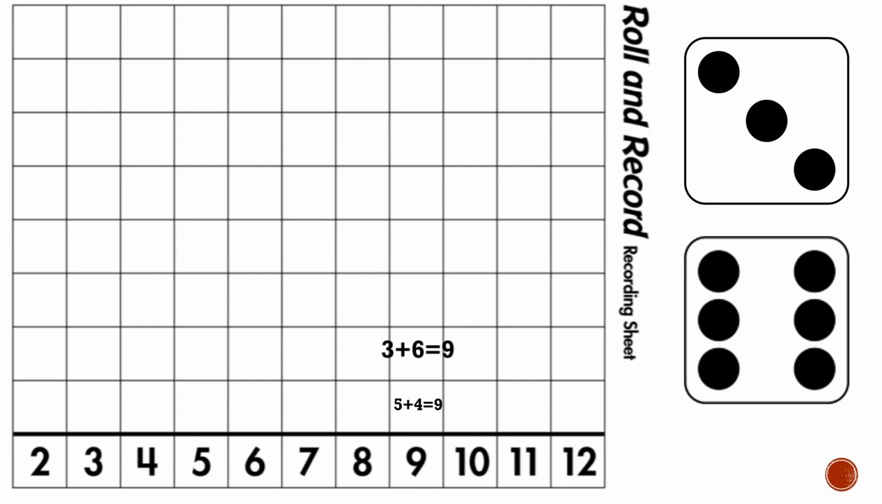Okay, so what you're going to do is continue to do this and try to fill up your whole chart. Think about all the different ways and all the different combinations that you can add to get to your different sums.